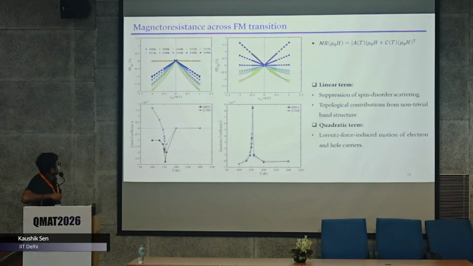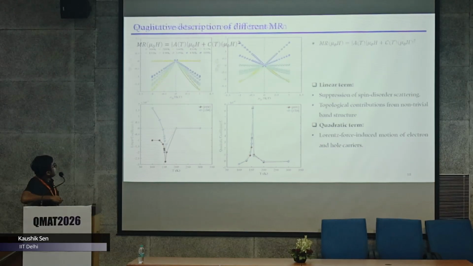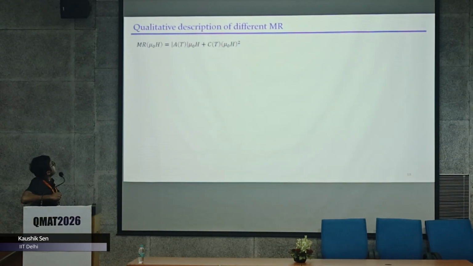And the linear term in the 001 direction remains negative. This is most negative near the magnetic transition, and it's decreasing, but it remains negative. But the linear term in the 1 minus 1 0 direction becomes positive. There is a sign change. Okay, now how to understand the sign change?